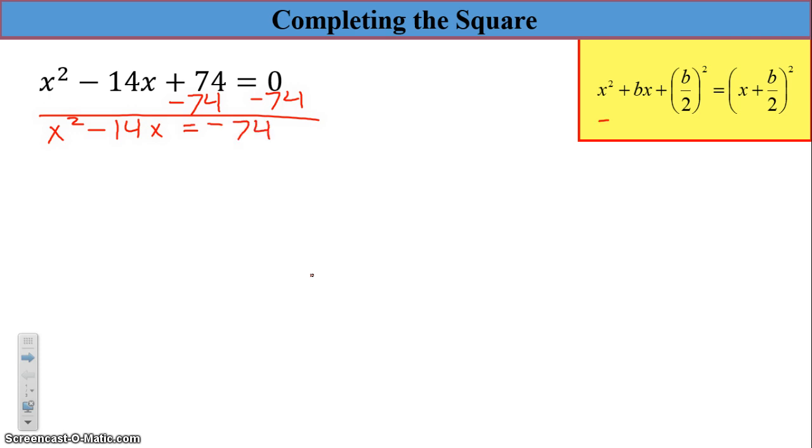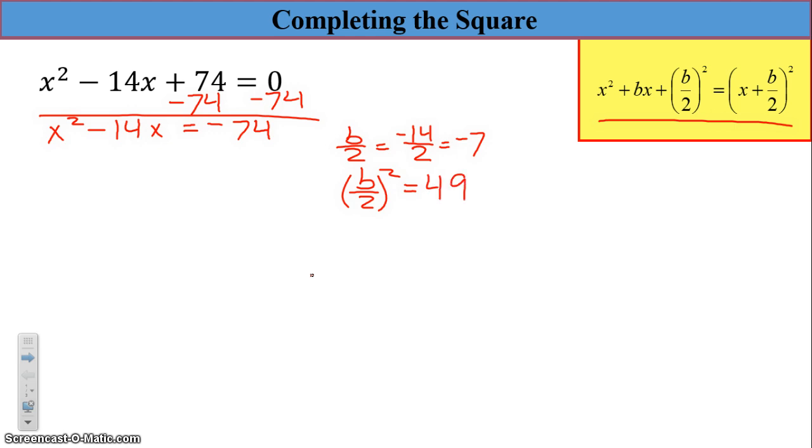And using this formula over on the right hand side, we want to get negative b over 2, which in our case is negative 14 over 2, which is negative 7. So that means that b over 2 squared equals negative 7 squared, which is 49. So coming back over here to the left, we can rewrite our x squared minus 14x as a completed square, which is x squared minus 14x plus 49.